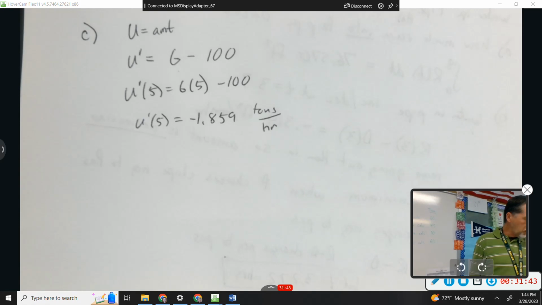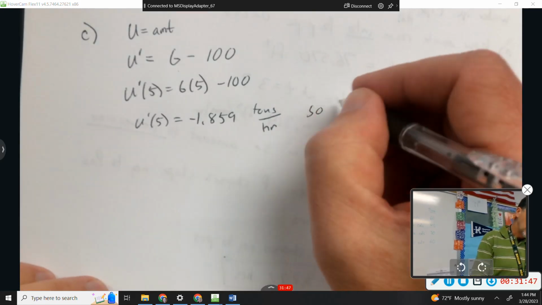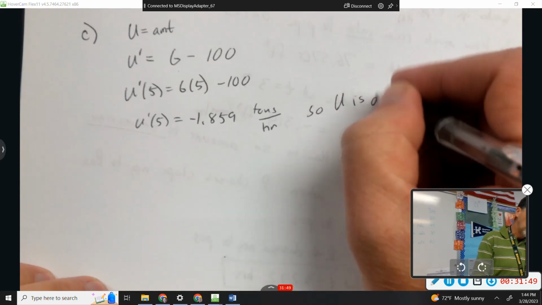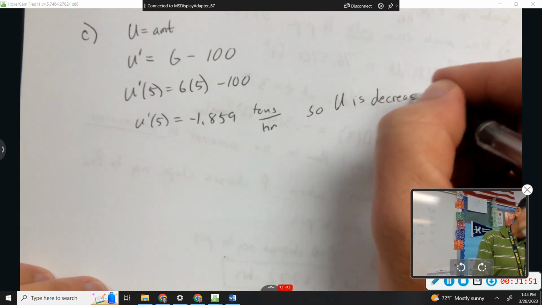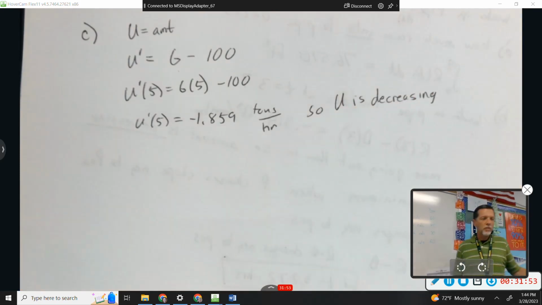So is the amount of unprocessed gravel at the plant increasing or decreasing? Decreasing. So U is decreasing. Remember, I already defined U as the amount of unprocessed gravel, so I don't need to say all that in a sentence.